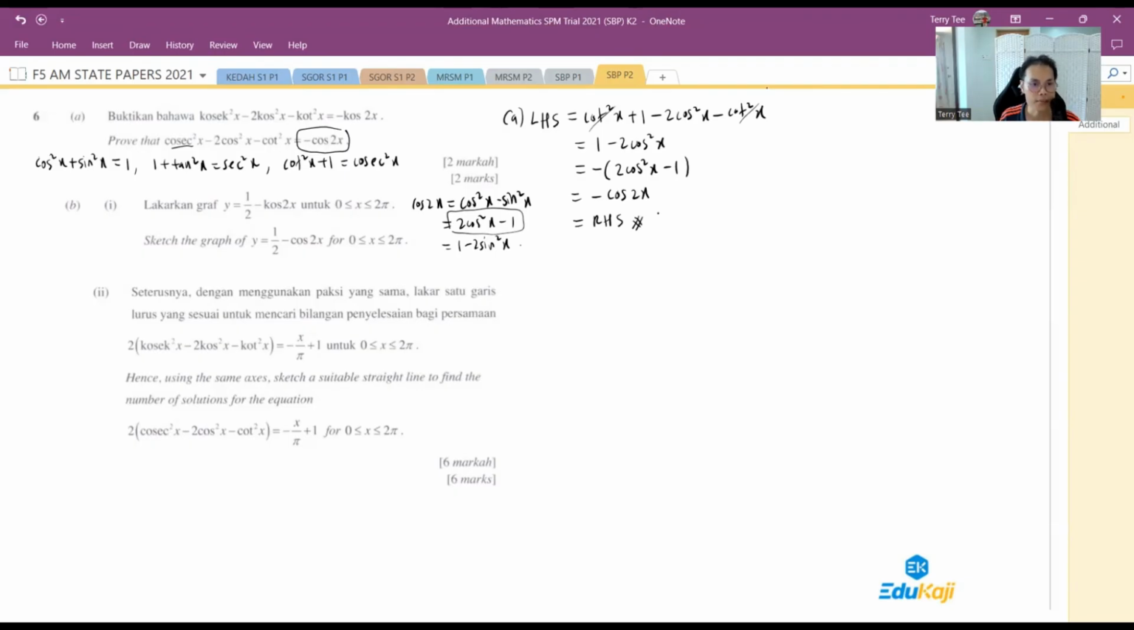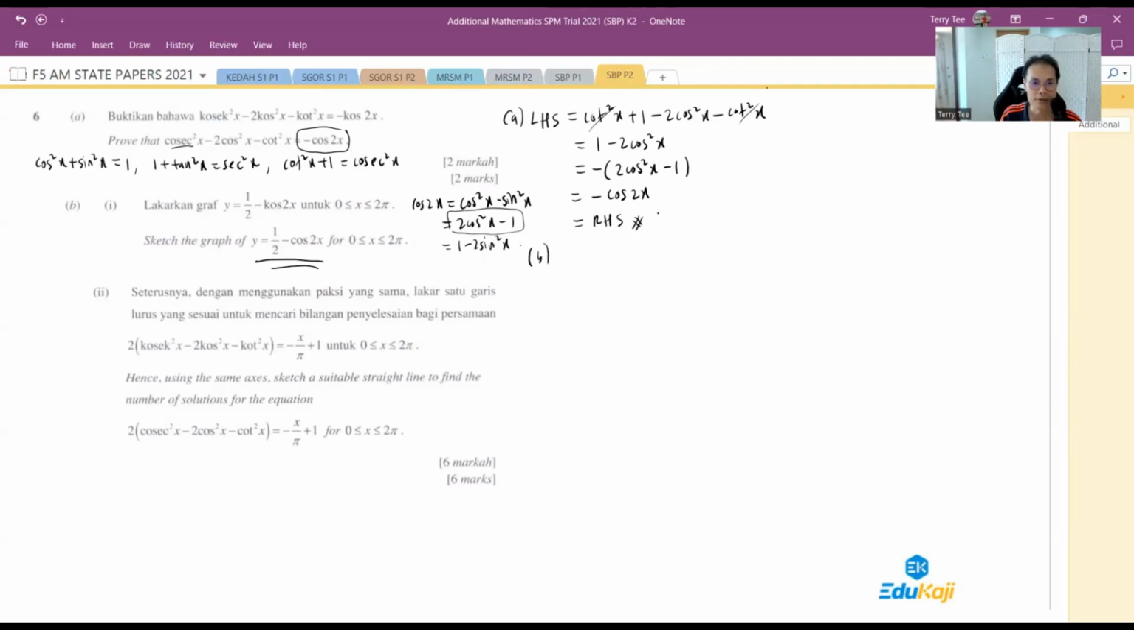Hence, using the same axes, sketch a suitable straight line to find the number of solutions to this equation. Before you find the number of solutions, what I need to do is sketch a graph first. Sketch a graph and hence find the number of solutions.